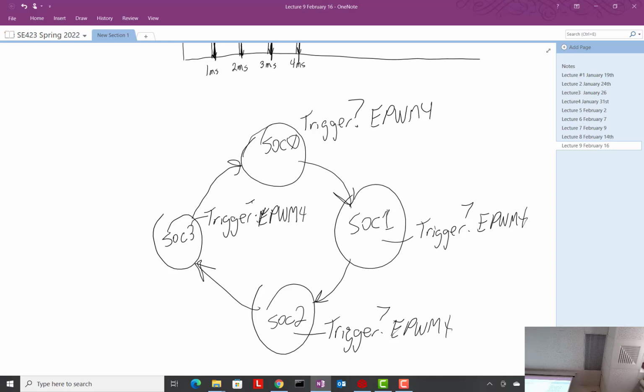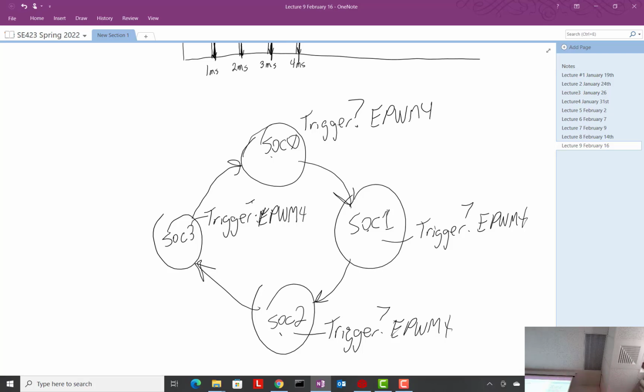So what happens is they all are triggered at the same time. Every millisecond we're going to set up, boom, the trigger happens, and they all are triggered at the same time. So the order of sampling is SOC 0, then 1, then 2, then 3, and then stop and wait for the next trigger. Okay? Good.